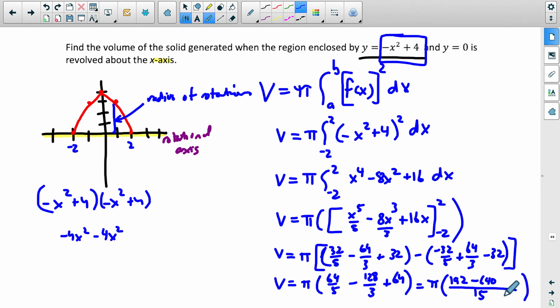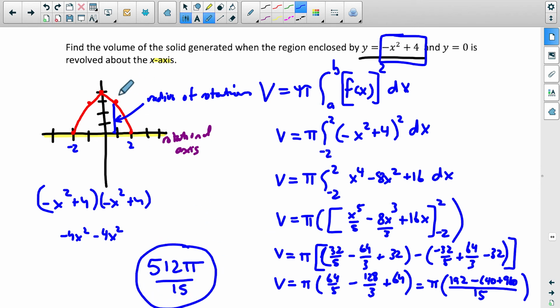And multiply by 15, 640 times 15 is 960. Okay, we're going to do this and multiply it by pi and we're done. 960 minus 340 is 320, and 320 plus 192 is 512. 512 times the pi is 512 pi over 15. Gosh, it looks like something you can simplify.